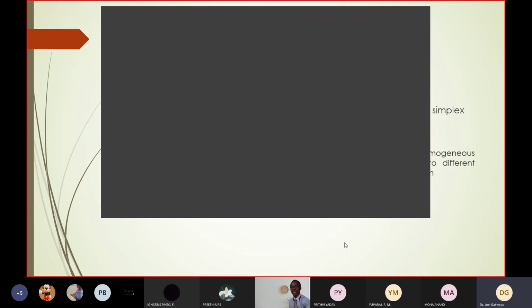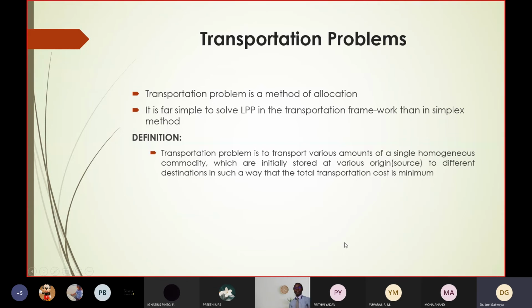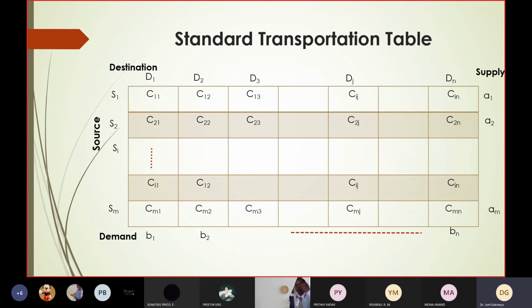So in this transportation problem, as I told you, we want to find the minimum cost of transporting the items or the goods from a source, which is the origin, to different destinations. That's the definition. You can write the definition. And this transportation problem is solved in the form of a table, as you can see. All right, so this is the format.